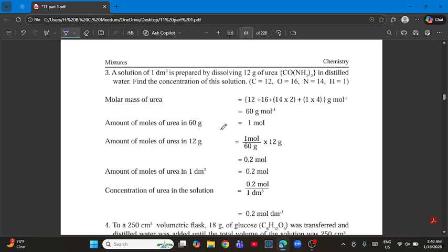If 60 is 1 mole, then for 12, first find how much for 1 gram. As I told you previously, for 1 gram it's 1 over 60 mol.